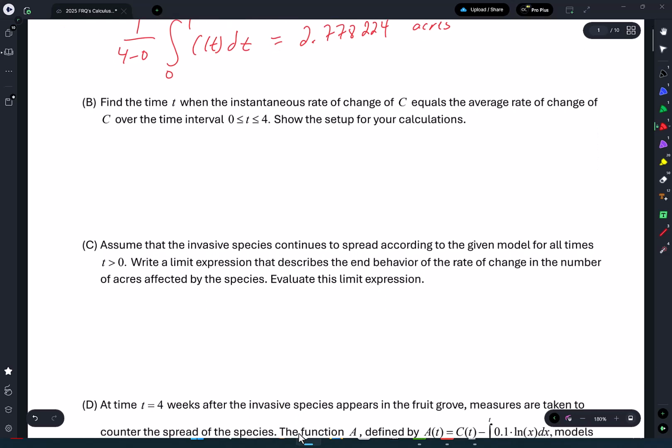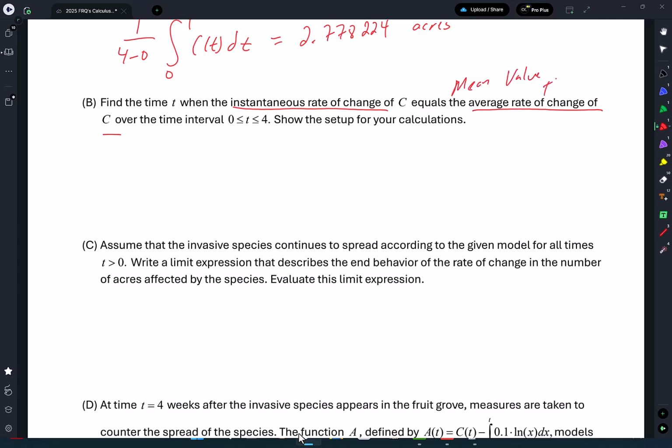All right, letter B. Find the time t when the instantaneous rate of change of C equals the average rate of change of C. So this is literally MVT, the mean value theorem, over the time interval 0 to 4. Show the setup for your calculations.